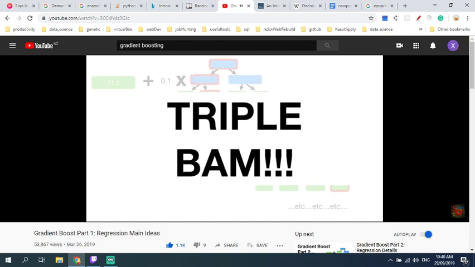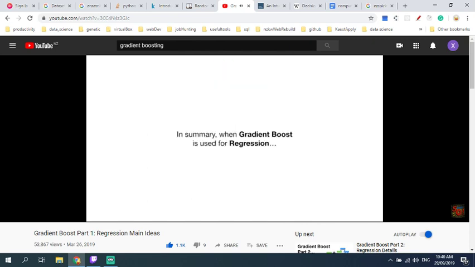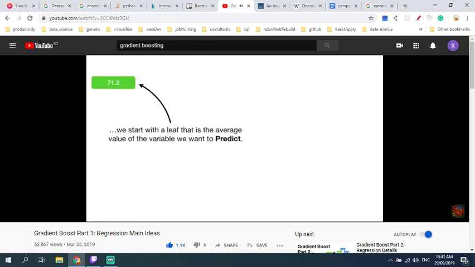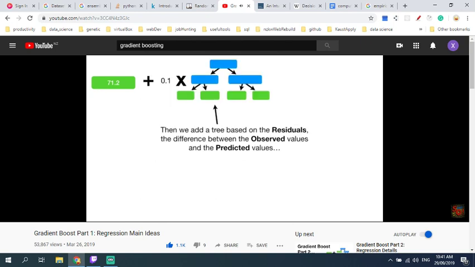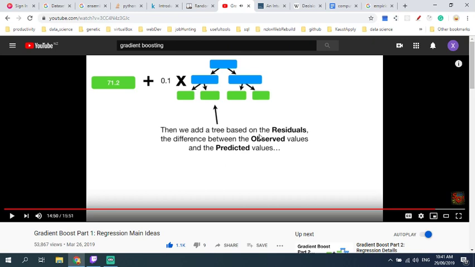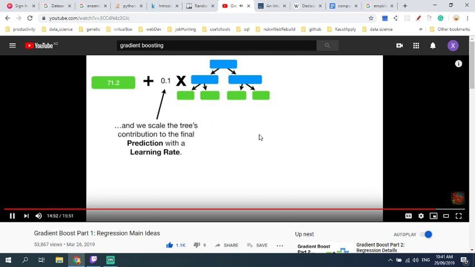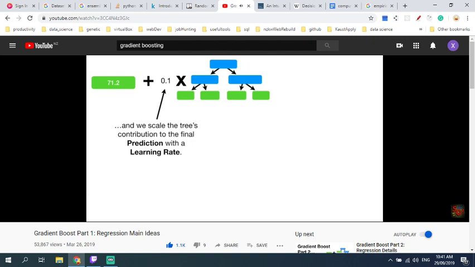Triple bam! In summary, when gradient boost is used for regression, we start with a leaf that is the average value of the variable we want to predict. In this case, we wanted to predict weight. Then we add a tree based on the residuals, the difference between the observed values and the predicted values. And we scale the tree's contribution to the final prediction with a learning rate.